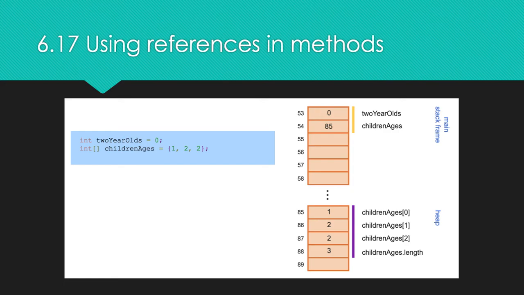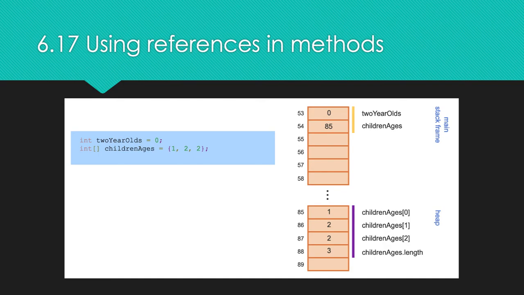Next, 6.17, using references in method. Storage of primitive data and arrays in a method is used just like integer and double values. So arrays store the values in memory. Here we have an integer array, index 0 here, and from there we have 122 as the value, and the initial is 85. So in total we have 3 elements.